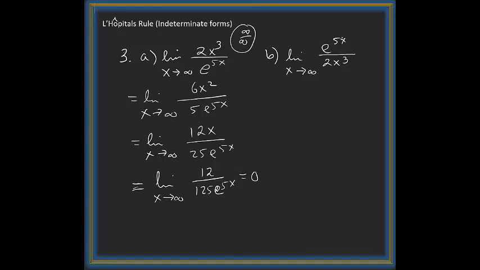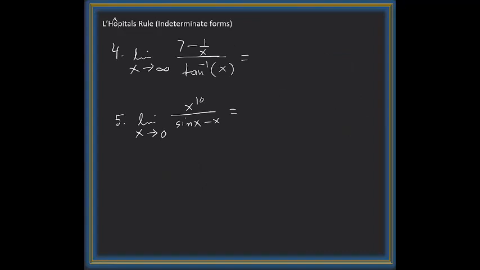The same thing will happen here, but the other way. So when you apply all this process, you will see that this one will look like limit x approaches infinity, we'll get 125 e to the 5x over 12. Then you can see that the numerator increases without bound. So we understand that the whole function is approaching infinity. So in this case my limit is infinity.